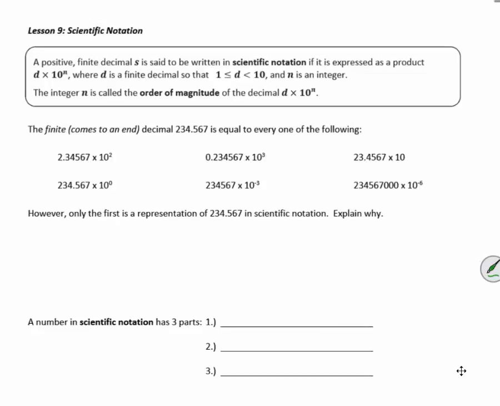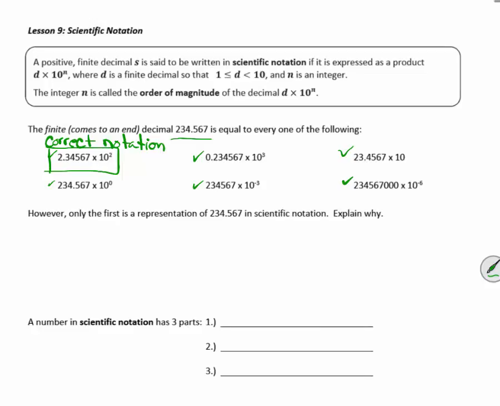So when we look at this, we have this number, 234.567, and that's actually equal to all of these different numbers here. All of these numbers are written as a number times some power of 10. But only one of these is the correct scientific notation, and that's this first one. So this is correct notation. Again, they're all equal to each other. They all have the same value, but only this one is the correct notation.